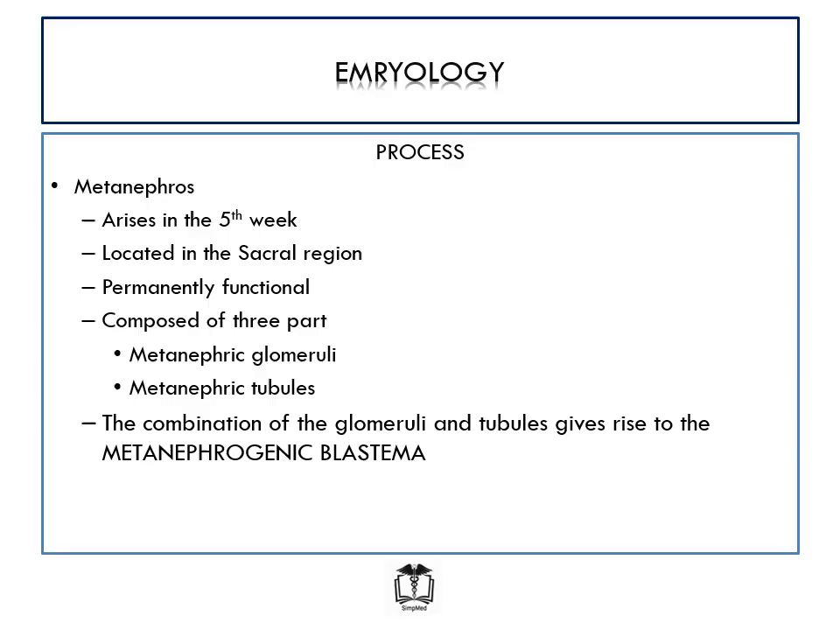The final primitive kidney is the metanephros. The metanephros begins to develop around the 5th week. It is found lower down in the nephrogenic cord. It is located at the sacral region of the nephrogenic cord. It gives rise to the permanent kidney. It forms part of the permanent kidney.